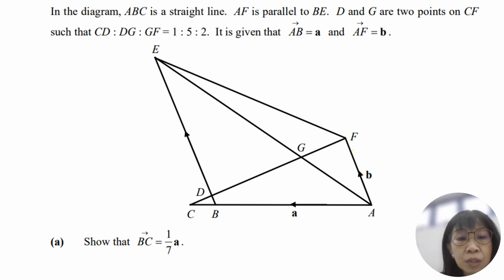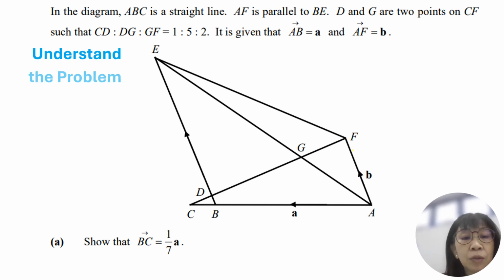So here is the question. Let us try to understand the problem first, as always. Do not jump in and try to solve. Always make an effort to understand the diagram. So what you can see is AF, which is given here, AF is parallel to BE. So if you put this together, you have AF parallel to BE.